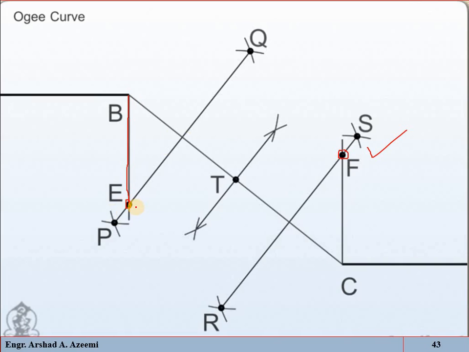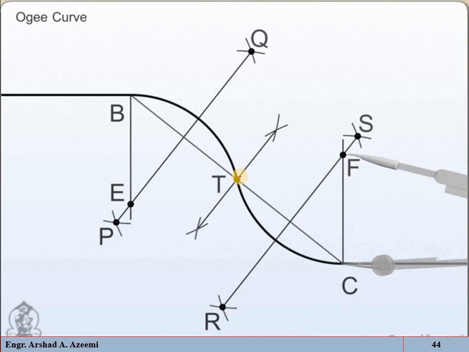Now with center E and radius equal to EB, draw an arc like this one, and with center F and radius equal to FC or FT, draw an arc like this one. See, so this will be the required ogee curve or reverse curve.